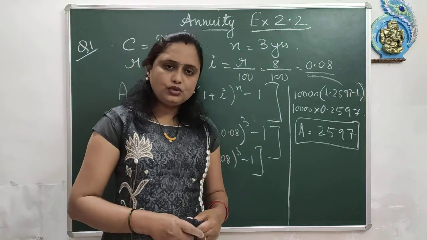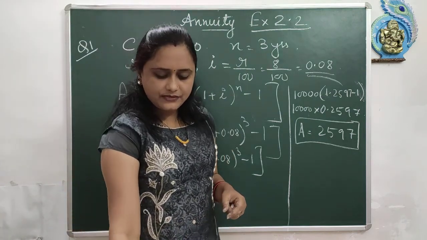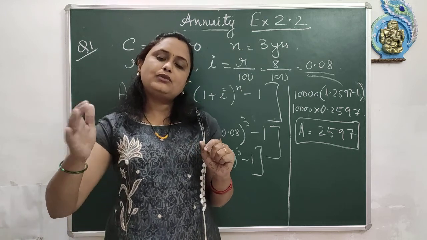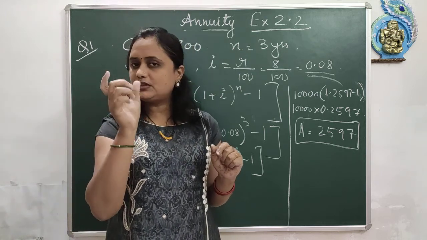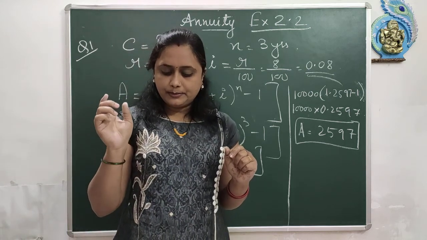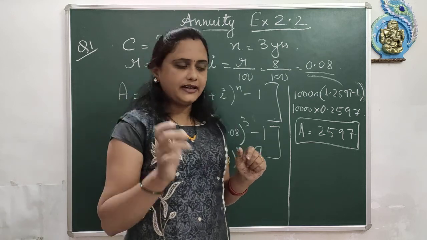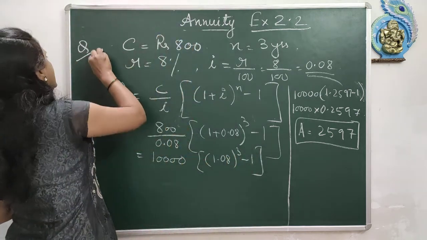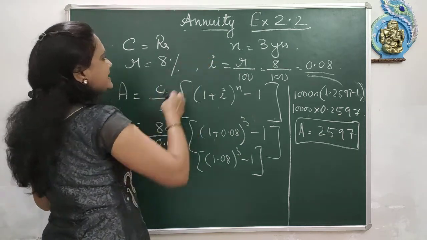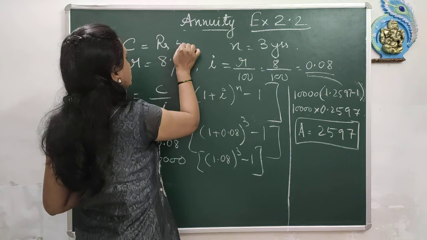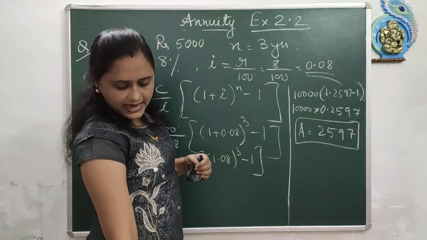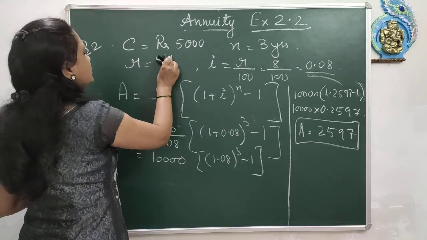Now question number 2, what is given? A person invested 5,000 every year in a finance company. He is investing 5,000 every year, so 5,000 is again the cash flow. The company offered him interest compounded at 10% per annum. So I am writing here question number 2. C is 5,000 every year, so C is 5,000. What is I? It is 10%.